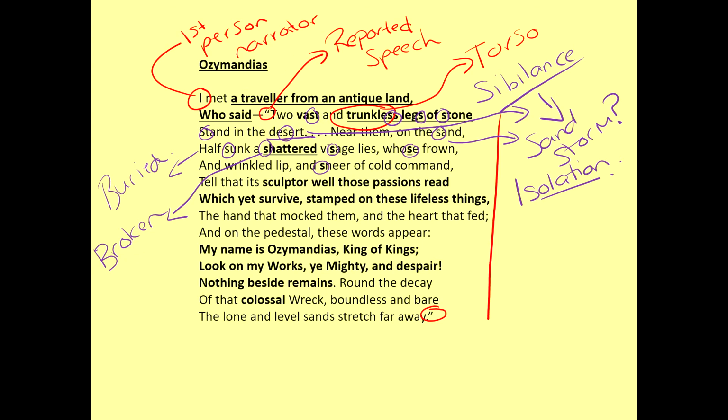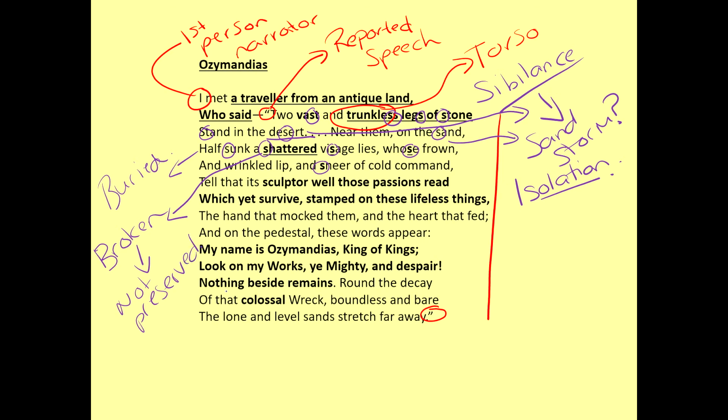What does it mean that this statue is broken? How does this sibilance, what kind of noise might it have made when something shatters? It might have made a shattering sound. What else does it mean that it's broken? Well, it's not been cared for, has it? So it was a statue, and now it's broken.